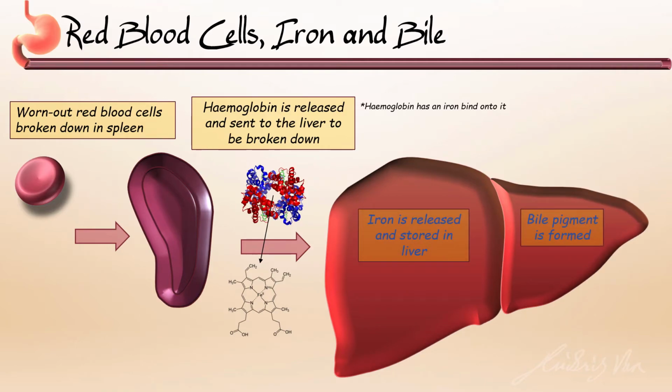And what the liver will do is, it will store the iron from the hemoglobin, and the remaining part will become bile. And bile is responsible for the emulsification of fats, which is turning them into tiny fat droplets and speeding up the rate of digestion.